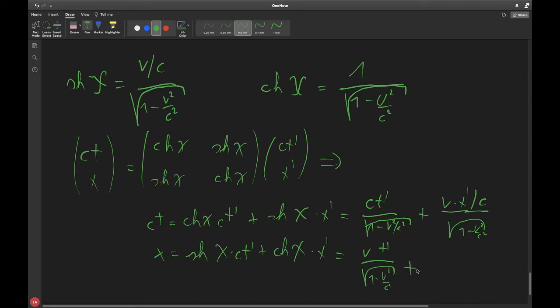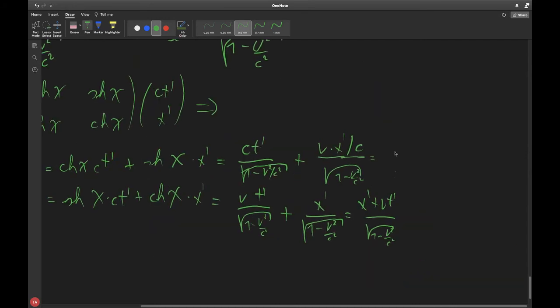And I add to this the cosine hyperbolic of chi, which is the 1 over something. So I can just have x prime in the numerator and get 1 minus v squared over c squared under the square root here. Means that I have the same things down here, so it's easy to add them. So I have x prime plus vt prime divided by the square root of 1 minus v squared over c squared.